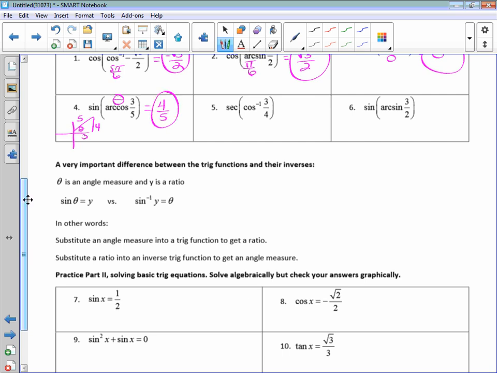So the whole point of the inside piece is just to allow you to draw the triangle so that you can then evaluate it at that angle. This gives you an angle, and then you're evaluating the sine of that angle.